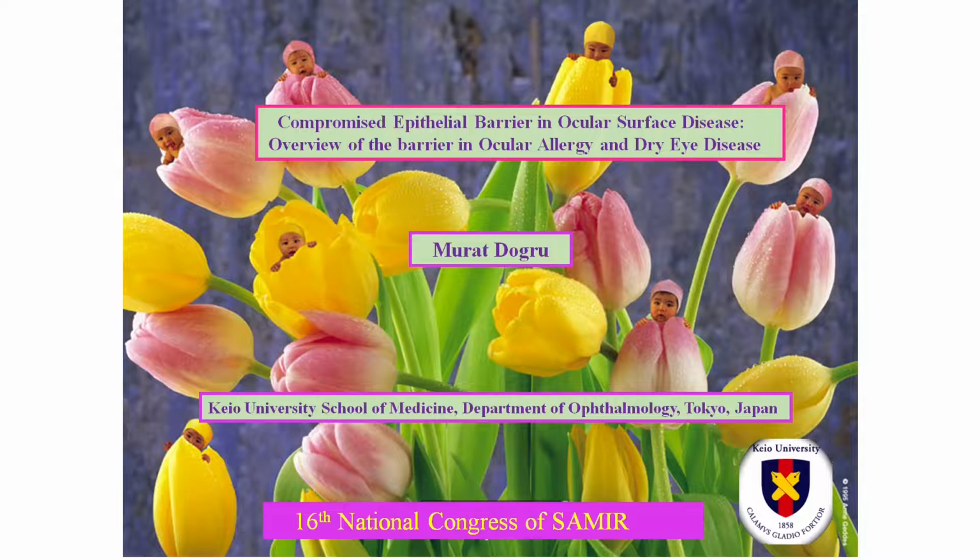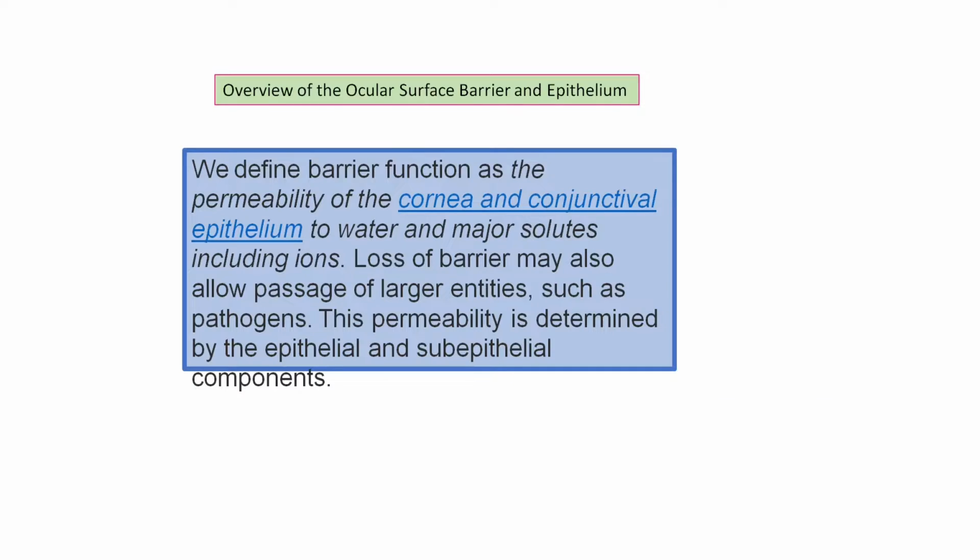Today's presentation is on the ocular surface barrier in health and disease and will mainly focus on the disturbances observed in ocular allergies and dry eye disease. We define barrier function as the permeability of the cornea and conjunctival epithelium to water and major solutes, including ions. Loss of barrier may also allow passage of larger entities, such as pathogens. This permeability is determined by the epithelial and subepithelial components.